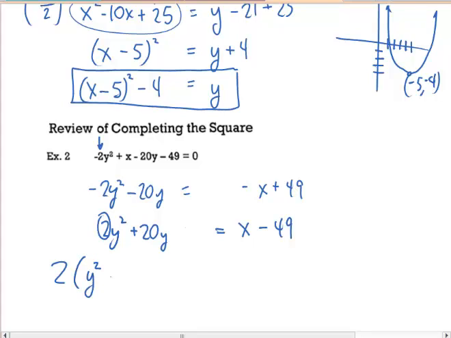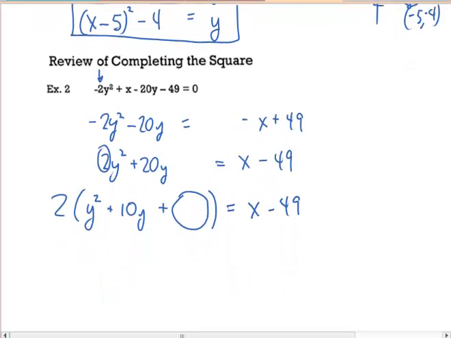I've got y squared plus 10y plus what's going to be my perfect number for that perfect square equals x minus 49. What I'm going to do at this point is figure out, just like I did before, what that perfect number is. And it's 10 divided by 2, and I'm going to square it. So remember, the recipe for this is you take that middle coefficient, divide it by 2, and square it. I always put it in as a good habit as 5 squared, just to remind me that that was 5.